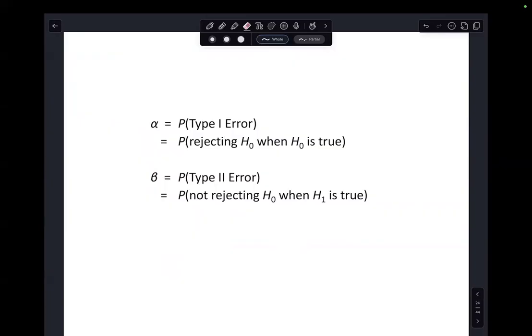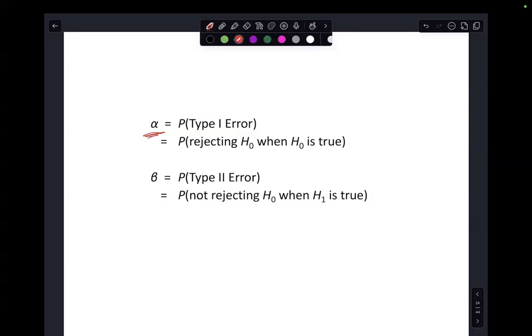The probability of making a type 1 error is alpha. See, this is actually a good page. Type 1 error, rejecting H naught when H naught is true. Type 2 error, not rejecting H naught when H1 is true. Alpha is the probability of making a type 1 error. Beta is the probability of making a type 2 error. And these are just symbols.